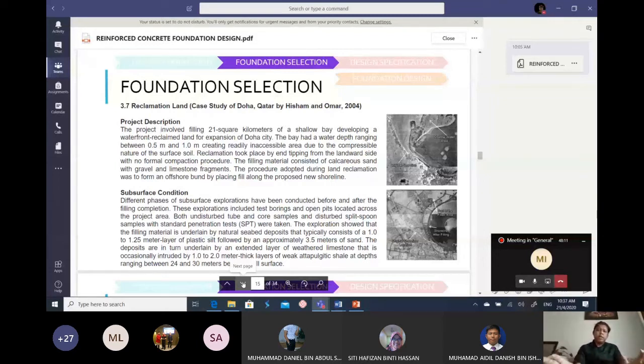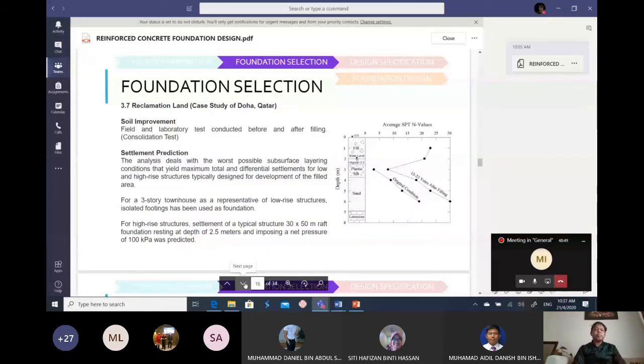So on the reclamation land, this is a study by Hisham and Omar 2004. They studied the selection of the foundation that is suitable on reclamation land. So there are a few processes that we have to go through in order to decide what type of foundation. The first one, we have to know the project description. Second one is the subsurface condition. The third one is soil improvement. The fourth one is settlement prediction. Those are the 4 criteria that we have to know.